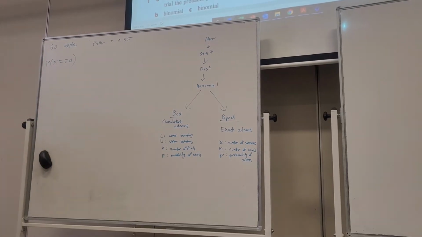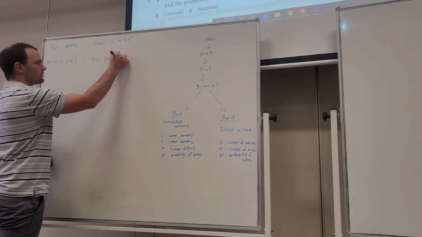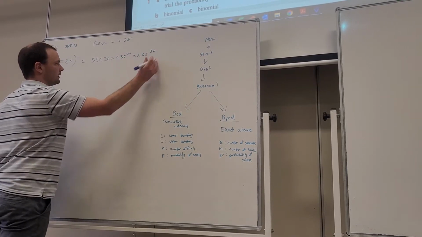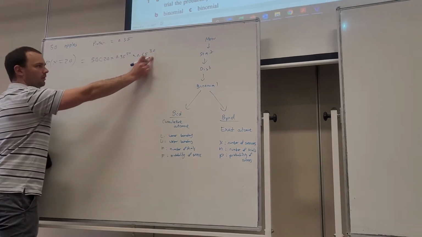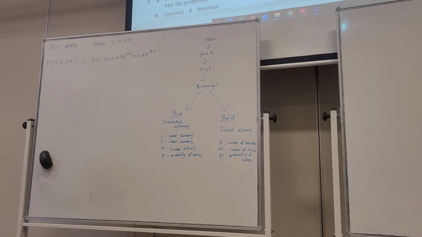So if we were going to use our formula from before, one way we could write that is 50c20 times 0.35 to the power of 20 times 0.65 to the power of 30. Okay, 20 rotten, 30 not rotten, that's going to be the calculation. Or we can follow this procedure.